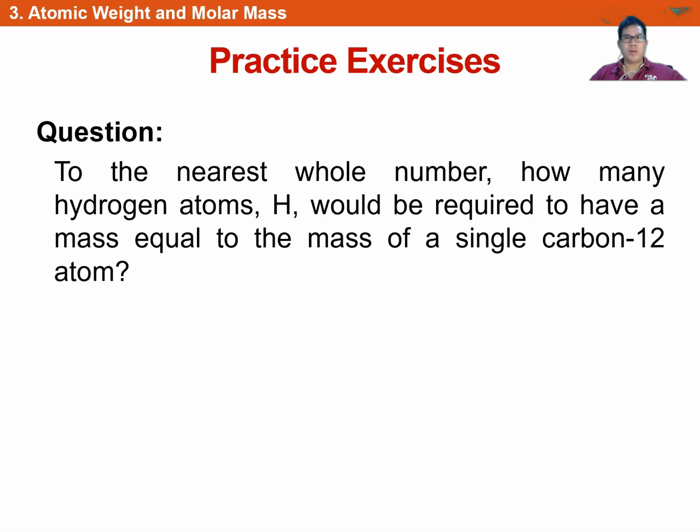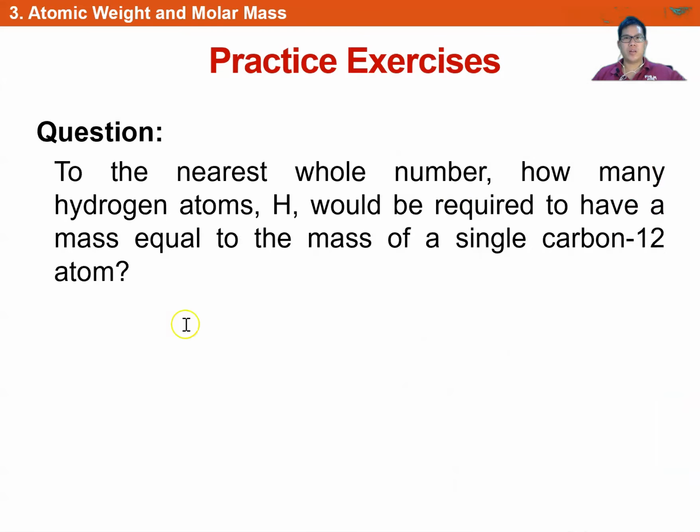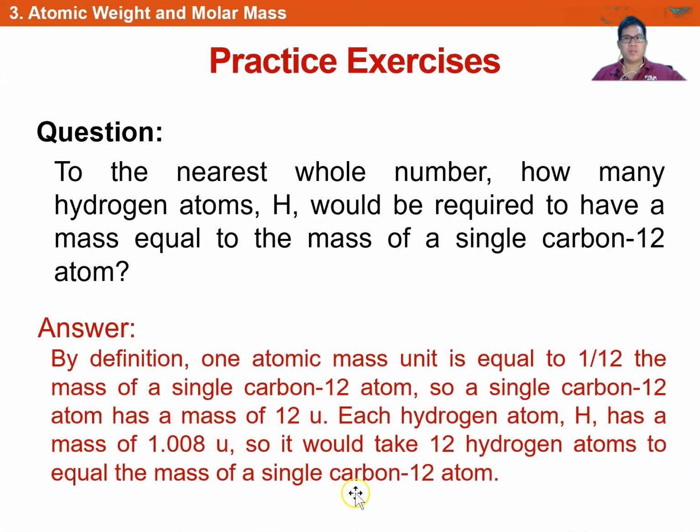To the nearest whole number, how many hydrogen atoms will be required to have a mass equal to the mass of a single carbon 12 atom? Hydrogen is 1, and carbon is 12. So the answer will be 12. You will take 12 hydrogen atoms to equal the mass of a single carbon atom.